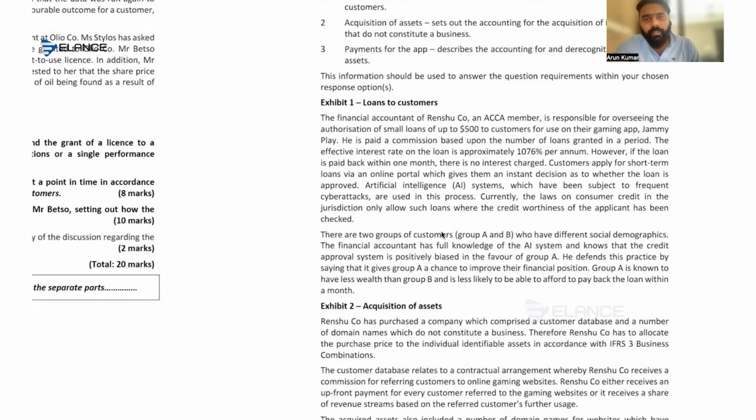Here, the issue is that he is manipulating the data. Especially since there is a huge amount of data, and someone is working on the financial accounts of Renshu company, there is a higher risk that we may lose the data of the customers. Is that clear?